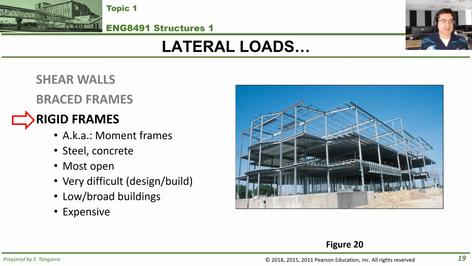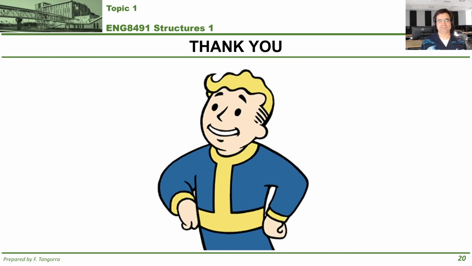So typically, rigid frames are kind of relegated to lower, broader, wider buildings, okay? And they're very expensive. I would recommend, if you have to use rigid frames, use them in combination with either braced frames or shear walls, okay? It's very hard to properly build rigid frames throughout the whole building, unless it's very, very small, okay?